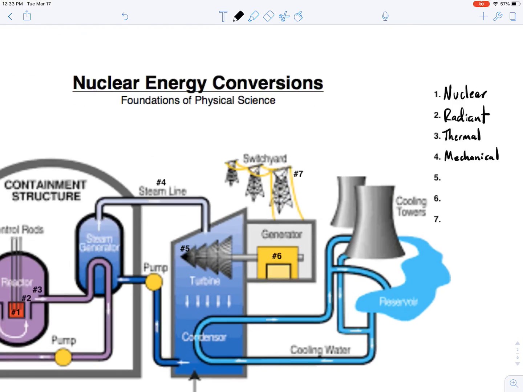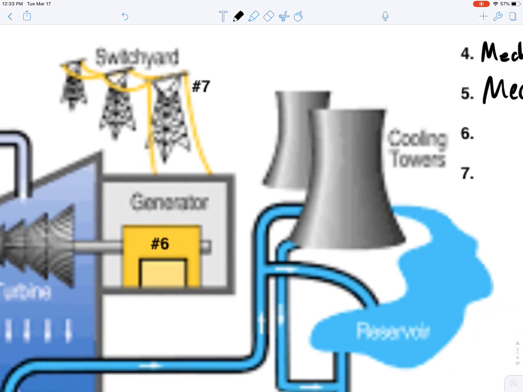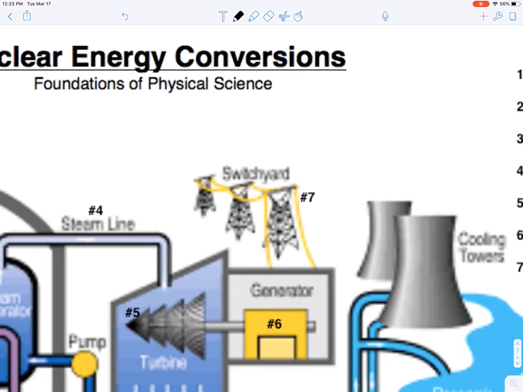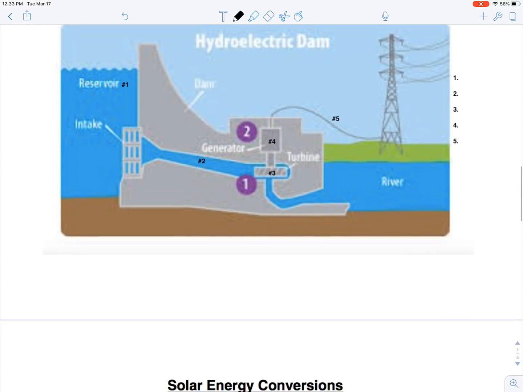That fast-flowing steam spins our steam turbine over here and converts to another example of mechanical energy. That's hooked up to a generator, which is going to take the mechanical energy from the turbine and convert all that mechanical energy into electrical energy. Over here, number 7, heading out those power lines. All right, 2 down, 4 to go here.